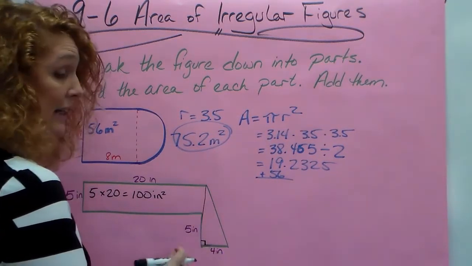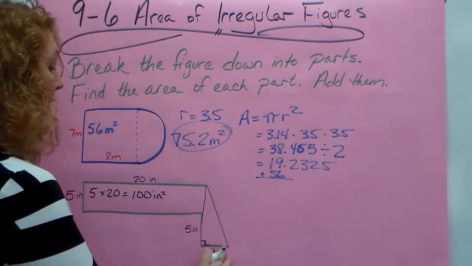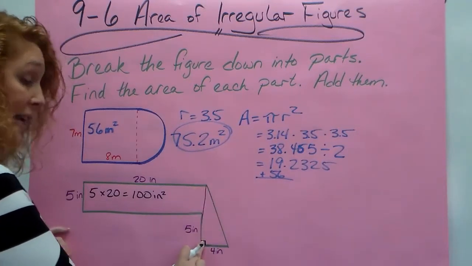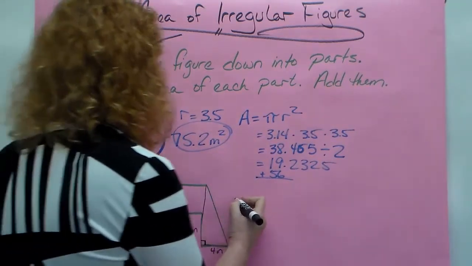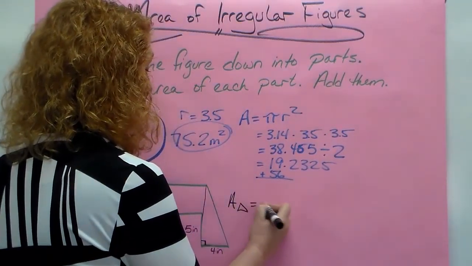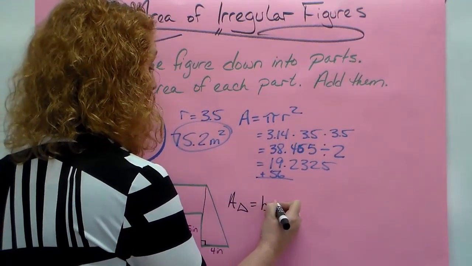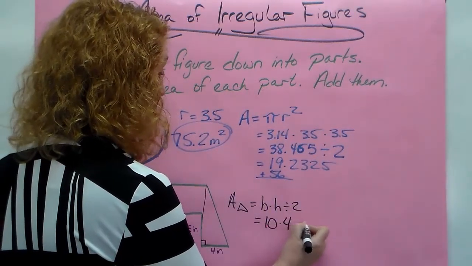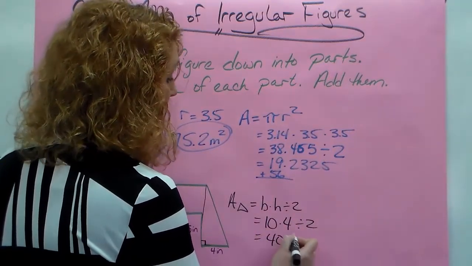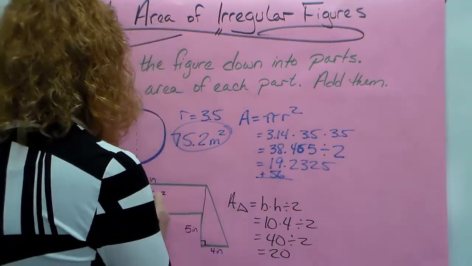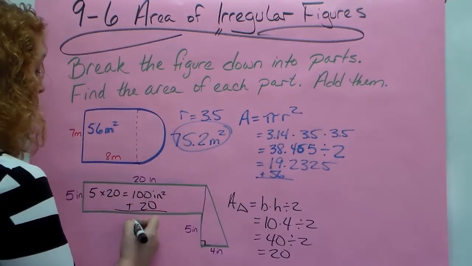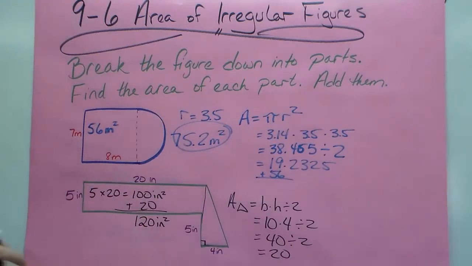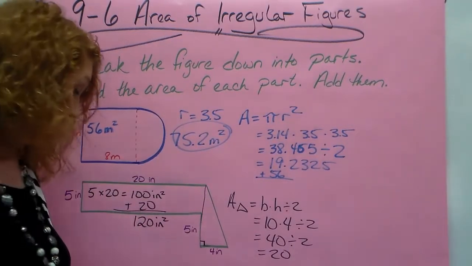Here, let me do that to make that a lot easier for you. My triangle here has a base of 4 and a height of 5 here and 5 more here, so it's got a total height of 10. The area of my triangle is going to be base times height divided by 2. So that's going to be 10 times 4 divided by 2, which is 40 divided by 2, which is 20. So I'm going to add 20 to my total here, and I'm going to end up with 120 square inches for my irregular figure area here. Okay?